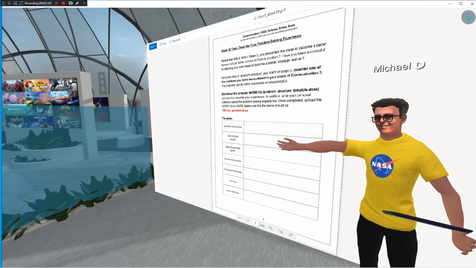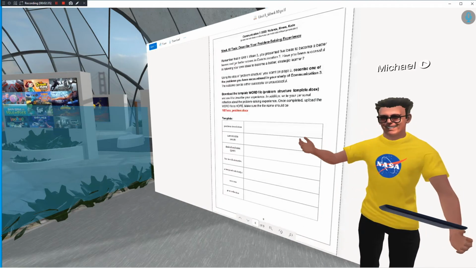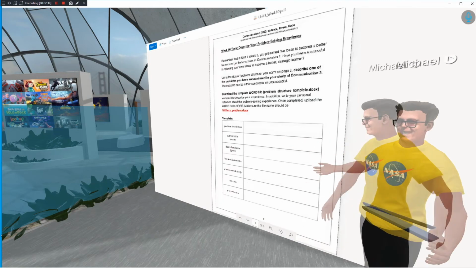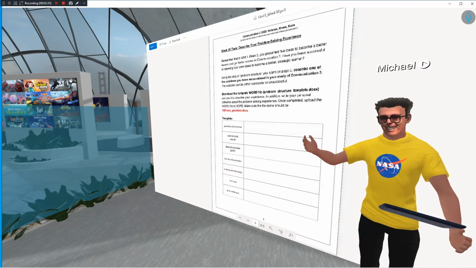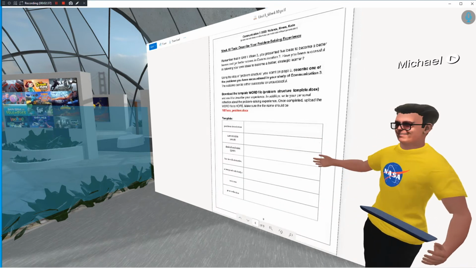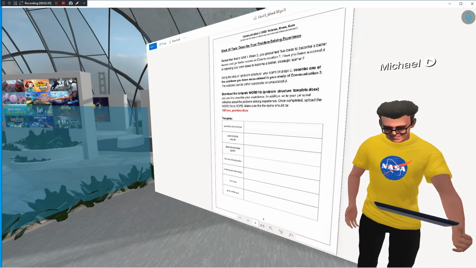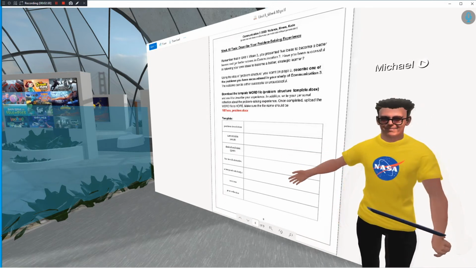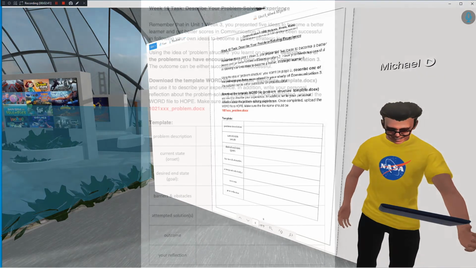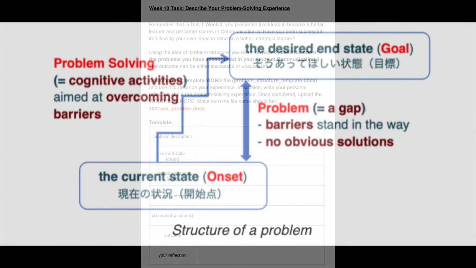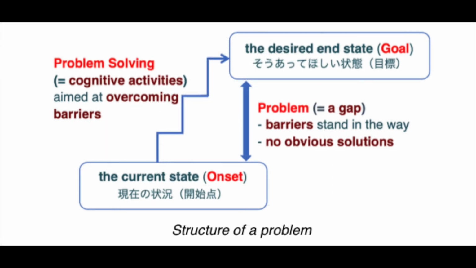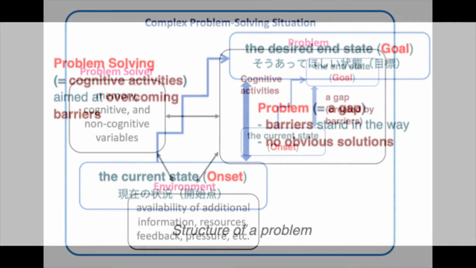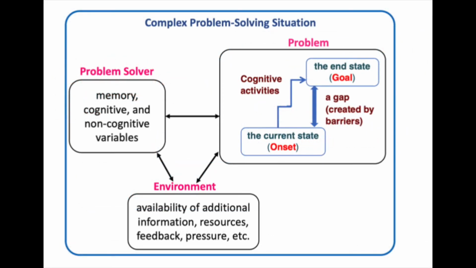Now you have read a little bit about complex problem solving and why it's important. On page 9, you can see this week's online task is to describe your problem-solving experience. Read the instructions carefully, and there is a table for you to complete. If you're not sure what the words mean, go back through the PDF and look for the meaning of each of the different parts of the template.